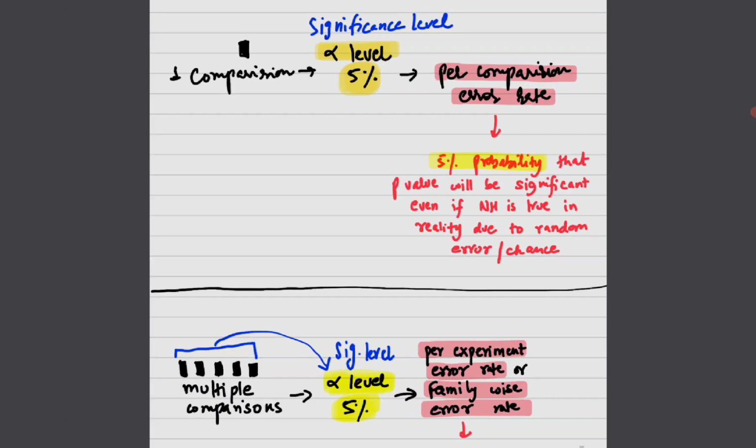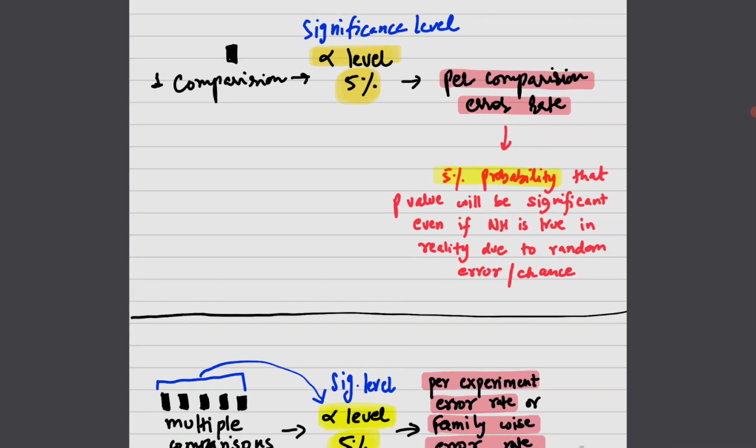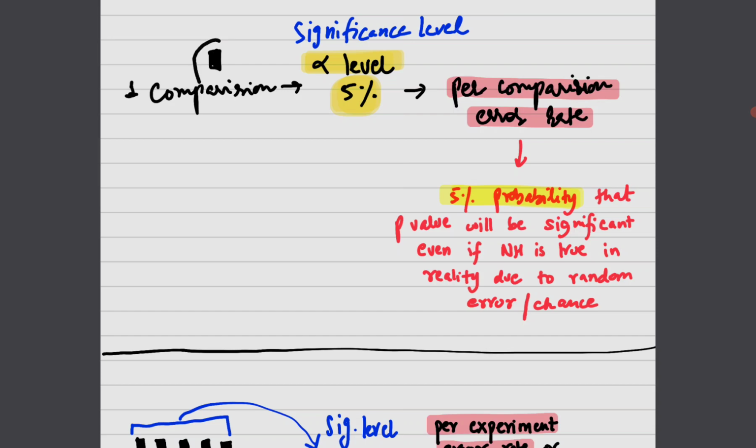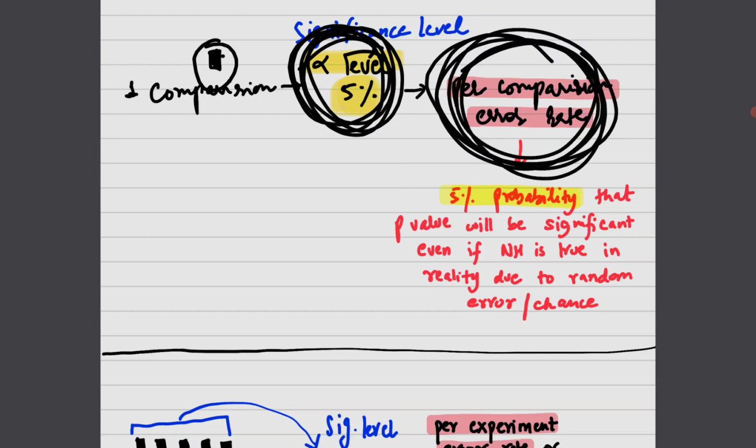Okay, so again, same thing, another example. Let's say we are doing a single comparison, just one comparison, not multiple comparisons, and the alpha level is 5%. This alpha level of 5% is called the per comparison error rate, because for one comparison the false positive error rate is 5%. So the per comparison error rate is 5%.